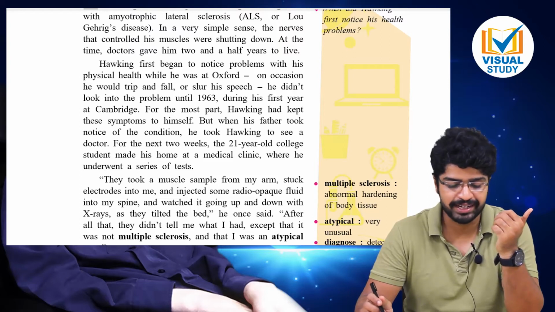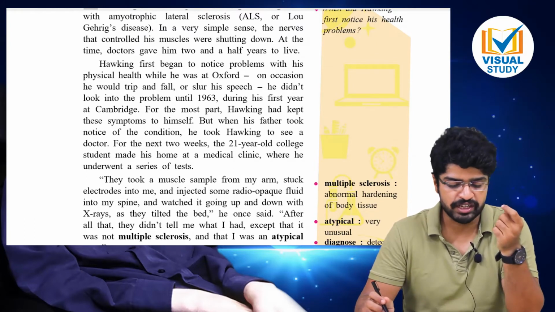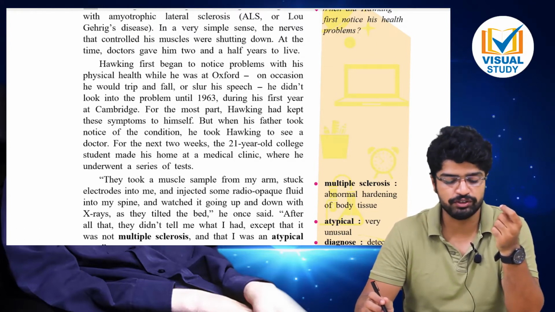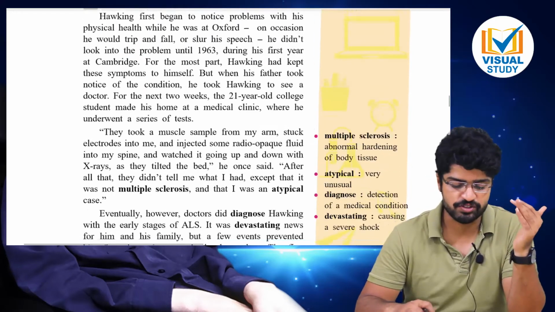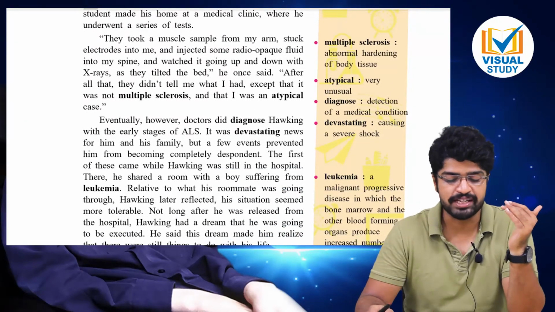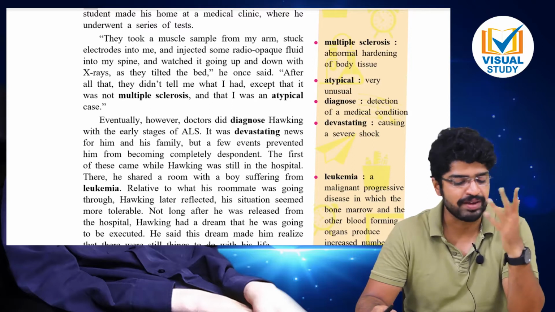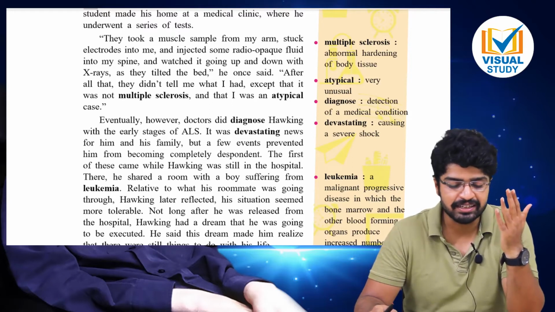For the most part, Hawking kept these symptoms to himself. But when his father took notice of the condition, he took Hawking to see a doctor. For the next 2 weeks, a 21-year-old college student made his home at a medical clinic where he underwent a series of tests. They took a muscle sample from my arm, stuck electrodes into me and injected some radio-opaque fluid into my spine and watched it going up and down with x-rays as they tilted the bed.